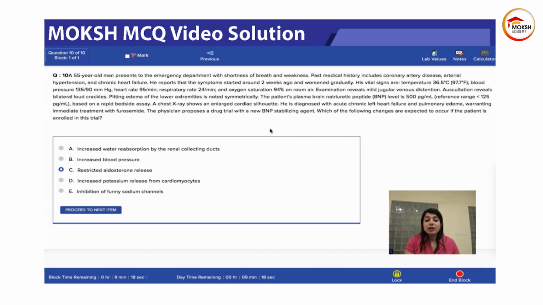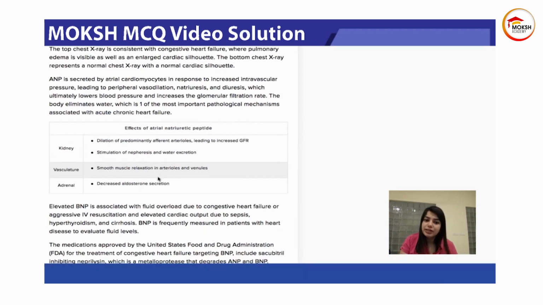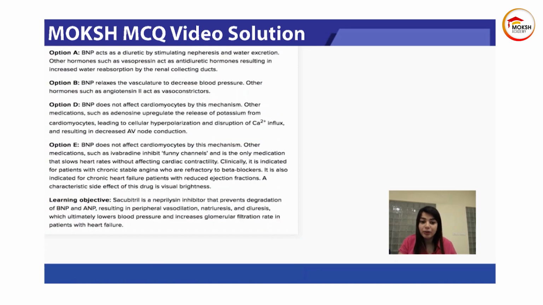Ultimately, it also decreases the release of aldosterone, because what is the function of aldosterone? It causes retention of sodium and water, and we don't want that, especially if you are facing heart failure. So it is going to decrease aldosterone. So you have ANP and BNP, and what they do is they increase the GFR, they cause natriuresis, they cause relaxation in your arterioles and venules, and they're going to decrease the aldosterone secretion.